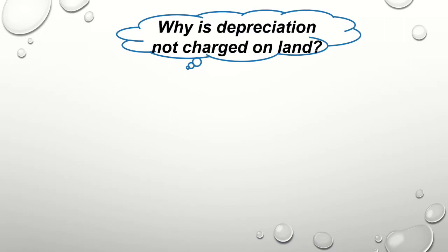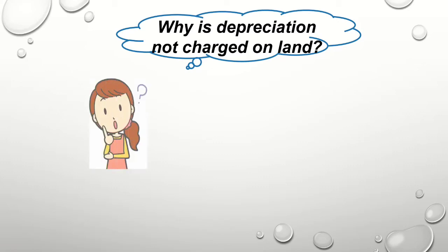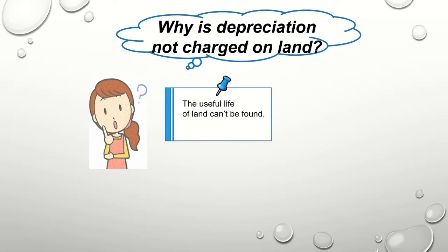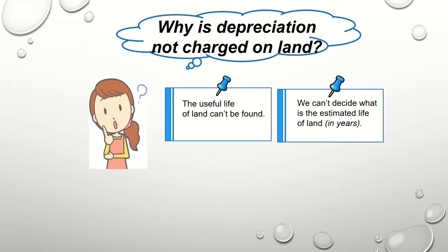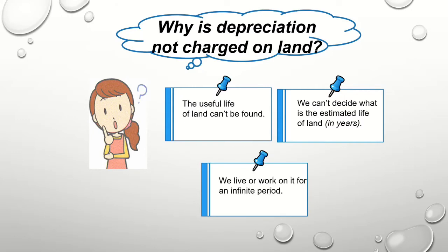You may have a question. Land is also a fixed asset, whereas the value of land goes on appreciating. Why is depreciation not charged on land? The reason why depreciation is not charged on land is that the useful life of land cannot be found. A necessity for an asset to be depreciated is that it needs to have an estimated useful life, which in case of land cannot be determined. We can't decide what the estimated life of land is, as we live or work on it.